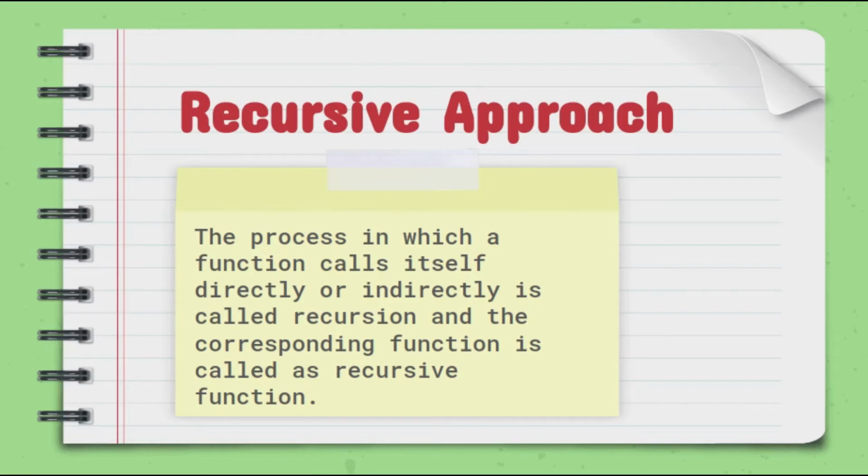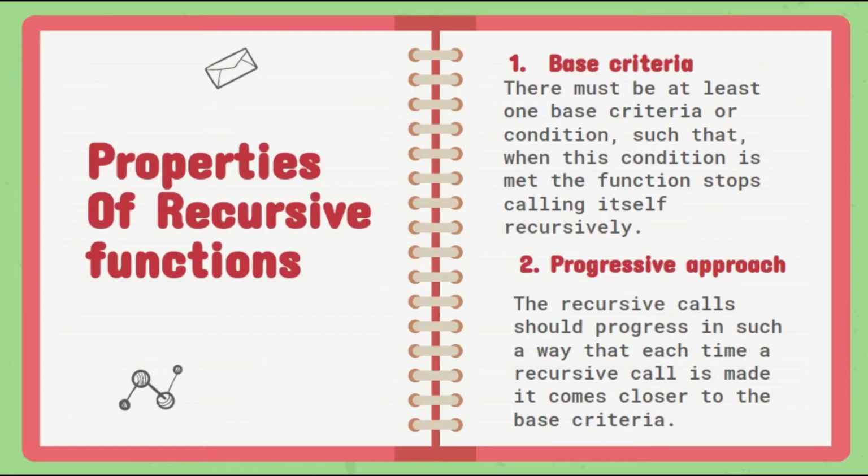Before we take an example, let's see some properties of recursive functions. A recursive function can go into an infinite loop. To avoid infinite running of a recursive function, there are two properties that the recursive function must have. We have the base criteria. Those are the two main properties that a recursive function must have. So for the base criteria, there must be at least one base criteria or condition such that when this condition is met, the function stops calling itself recursively.